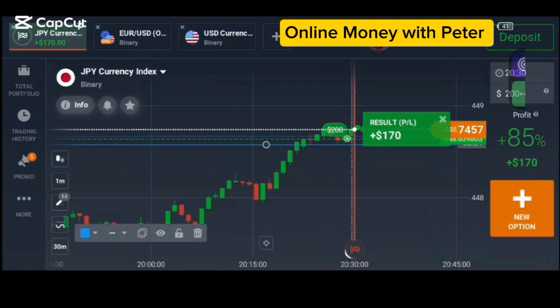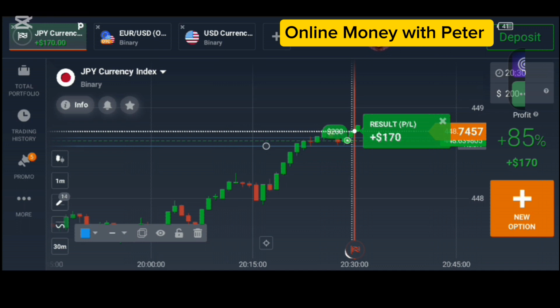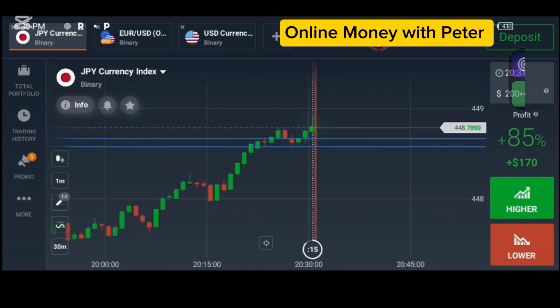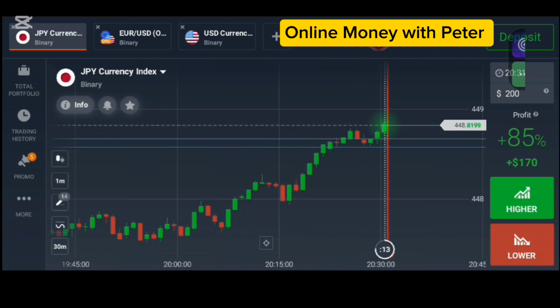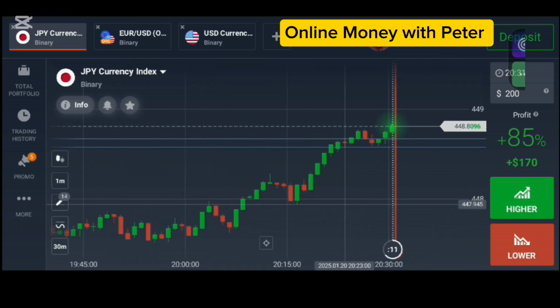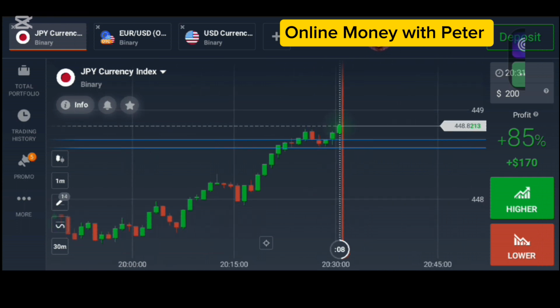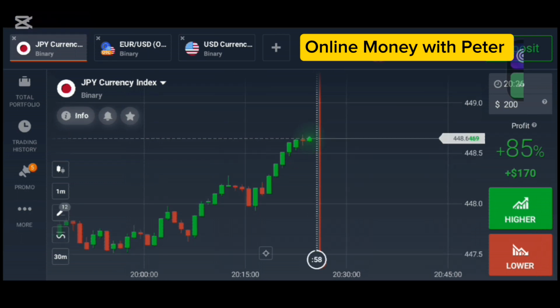So I have won this one. Okay, so my prediction was right that it's going to go up. All right, so that is how it is when you are trading on an uptrend. It's usually, when it retraces to a support, and if the trend is strong, it will retrace to a support.